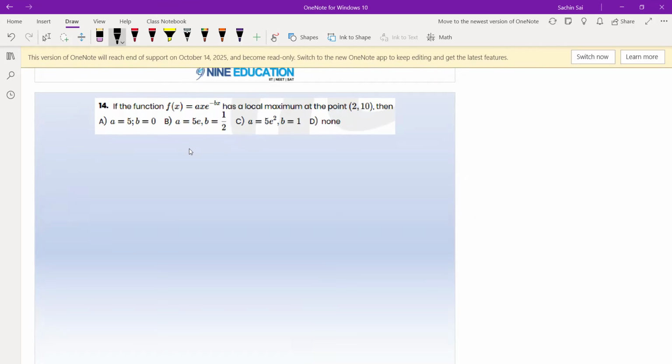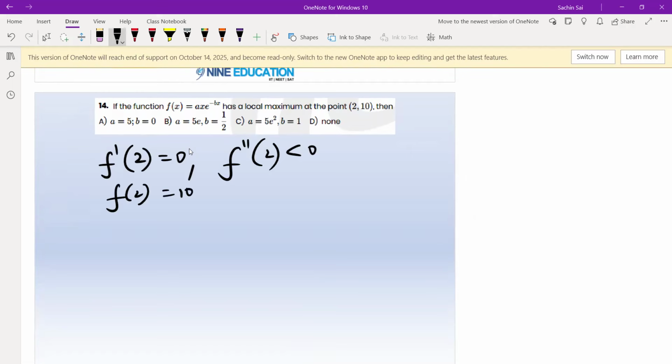Question 14, if the function has a local maximum at the point 2, 10. So what is the condition for local maximum? It is that the first derivative at that value of x should be 0, and the second derivative at that value of x should be less than 0, right? Additionally, there is one piece of information here that is useful. The function itself contains the point 2, 10, which means f of 2 should be 10.